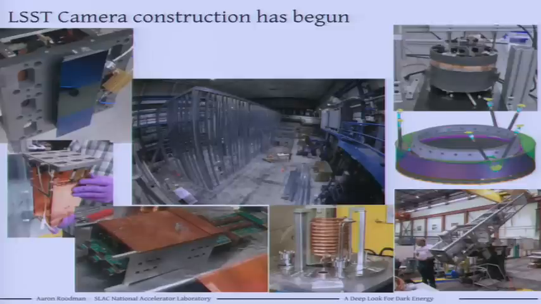So the center picture is IR2, so if you've never been over there, that's where the Babar experiment ran. Now that Babar has been removed, we're making use of part of that space, sharing it with the LZ dark matter experiment, to build this giant clean room. And we'll do the camera assembly and testing in that clean room. So here you can see it taking shape.